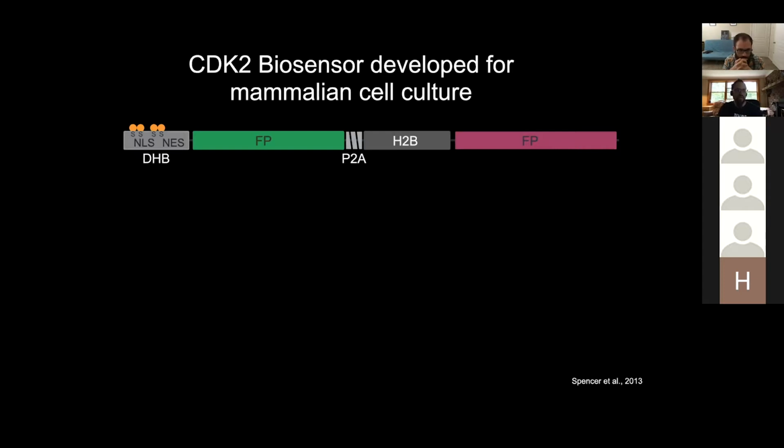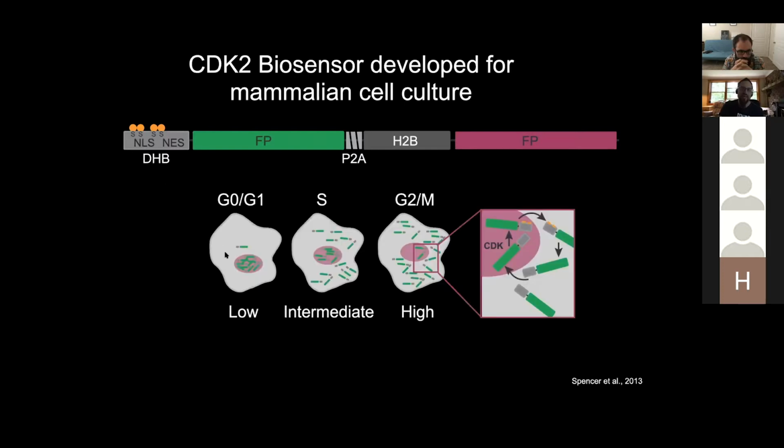It's a mammalian helicase. The way this biosensor works is that it contains 4 serine phosphorylation sites. And so as CDK activity increases and phosphorylates this biosensor, you occlude this nuclear localization signal and expose this weaker nuclear export signal. So as the cell cycle progresses and activity of the CDK increases, you get an increasing amount of the biosensor in the cytoplasm.